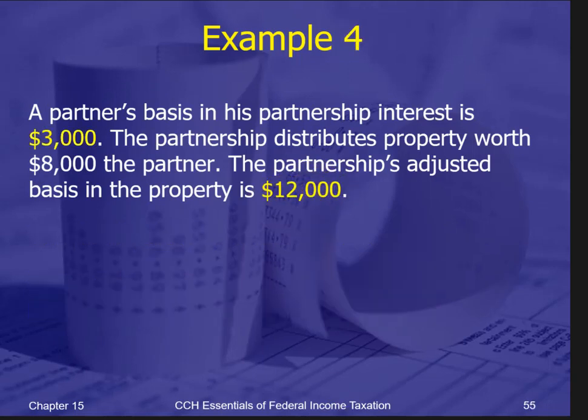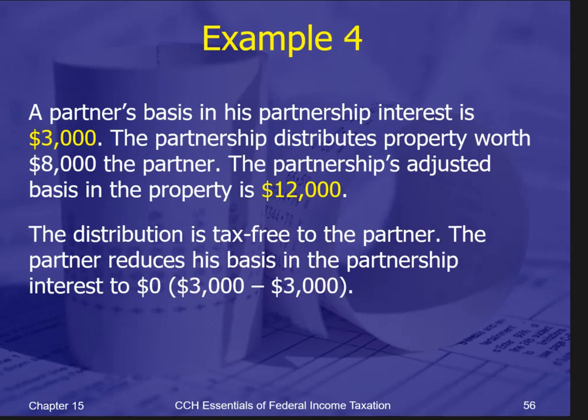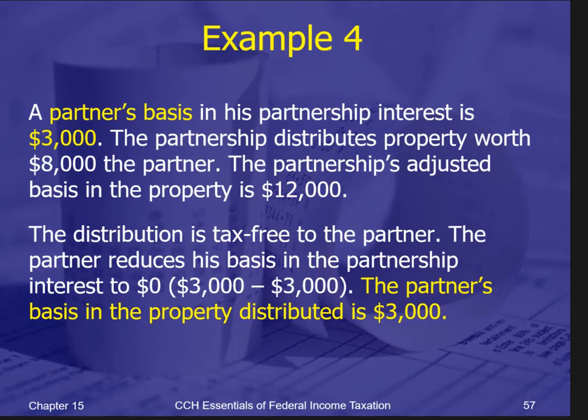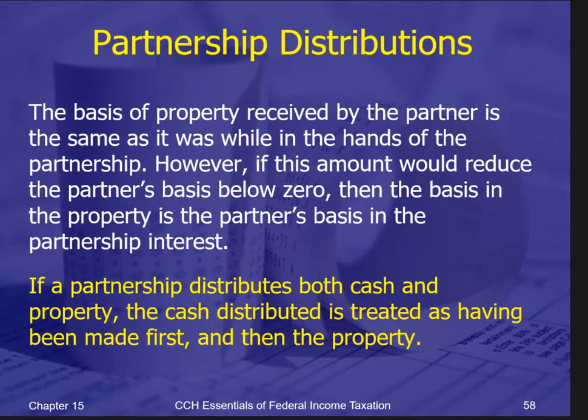In this case, the partnership's adjusted basis is $12,000, but the partner's basis is only $3,000. The property is worth $8,000. That is clearly tax-free, and reduces the basis to 0. All right, and the partner's basis in the property distributed is $3,000, same as his partnership interest, because otherwise it would make it go below 0, but you can't do that. You always treat cash distributed first, and then any other property if there's a distribution of both of them.